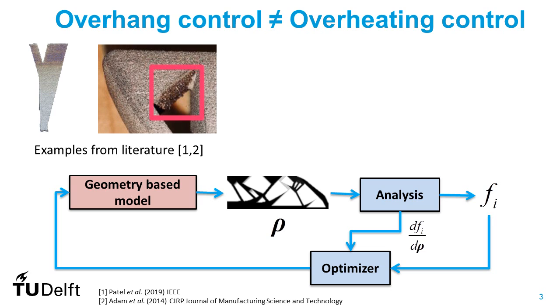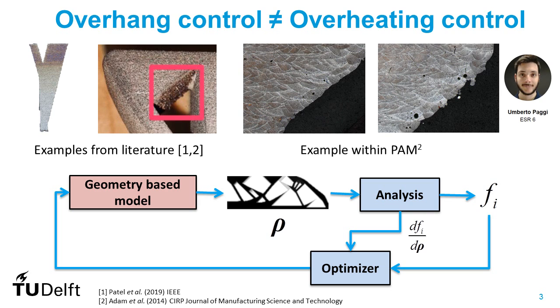However, we noticed from the examples in the literature that in spite of following the overhang criteria, overheating was still observed. In the left example, it is marked by the heavy discoloration, and in the right example, it is marked by the high surface roughness. In addition to this, results within the consortium also showed an example where the same overhang feature was found to be behaving very differently from the thermal point of view. This basically means that overhang control does not necessarily guarantee overheating control.